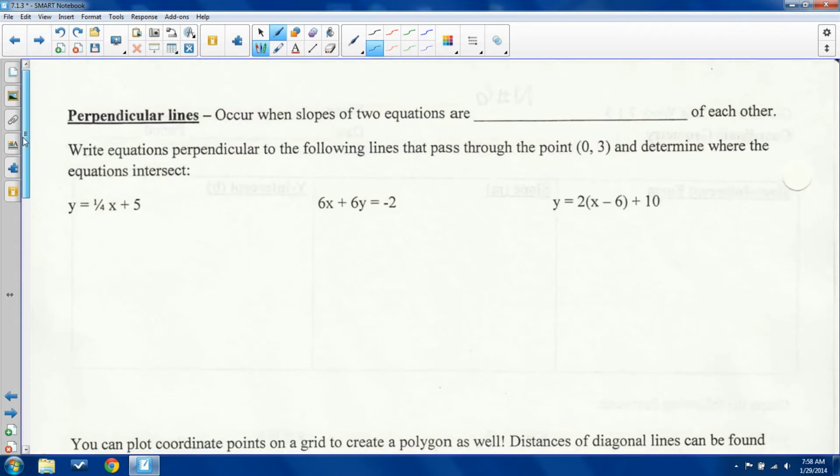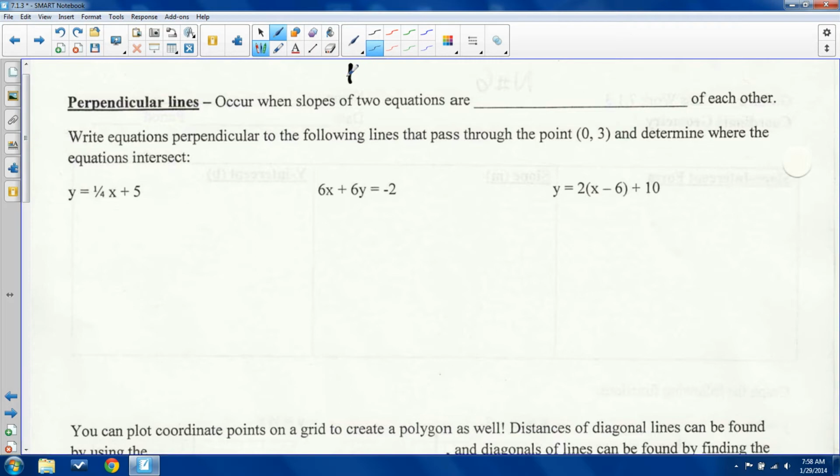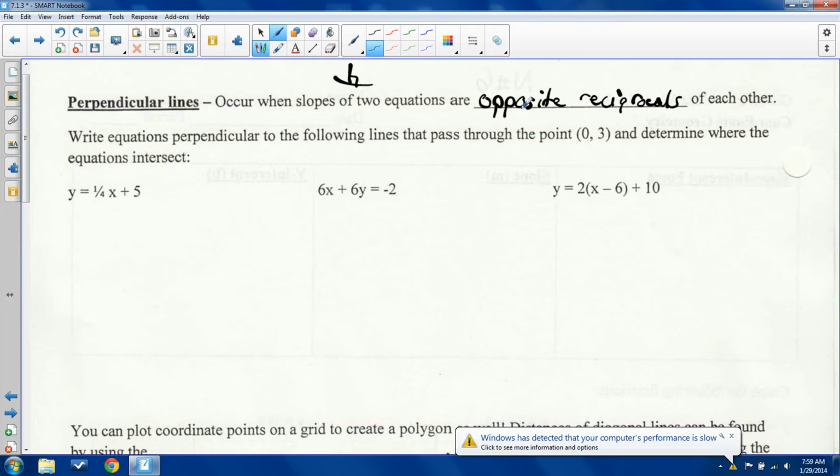Okay, perpendicular lines are, you know what they are. They're the right angles. Okay, they occur when slopes of two equations are opposite reciprocals of each other. Now, all that means, these two words mean different things. The word opposite, it doesn't mean negative, because if your original number was positive, you want your other one to be negative, but if it was negative, you'd want it to be positive. So you switch the sign of your slope. Reciprocal means the inverse. It means taking whatever number was on top, putting it on bottom, and vice versa. I'll give examples immediately and kind of let you see it from there.